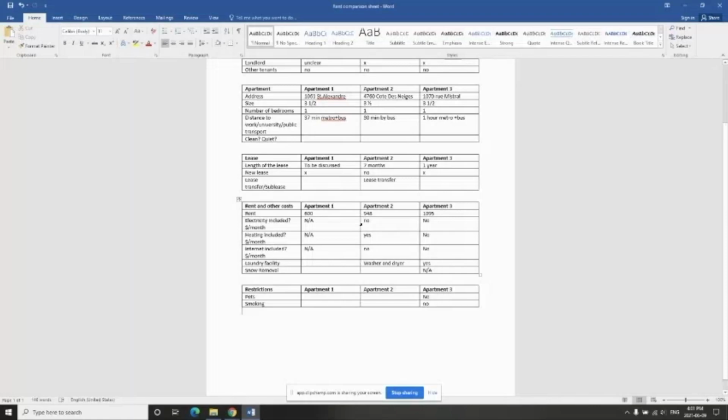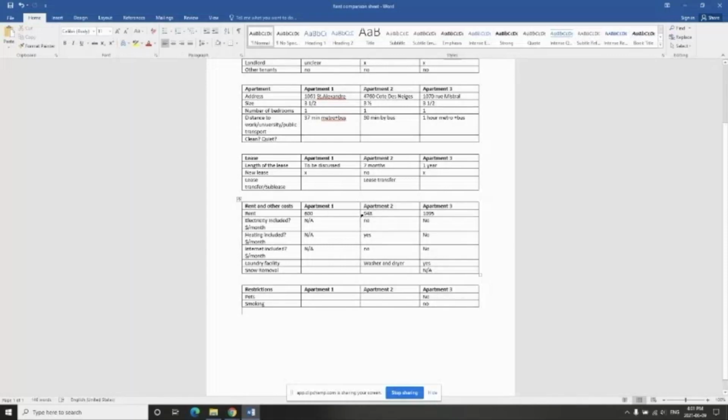Then we have the rent, so the price itself and what's included. So as for the super cheap one, we don't actually know what's included because it's described as a super luxury, fully furnished, non plus ultra apartment, but it's not that detailed actually. For the other two, we have more information.